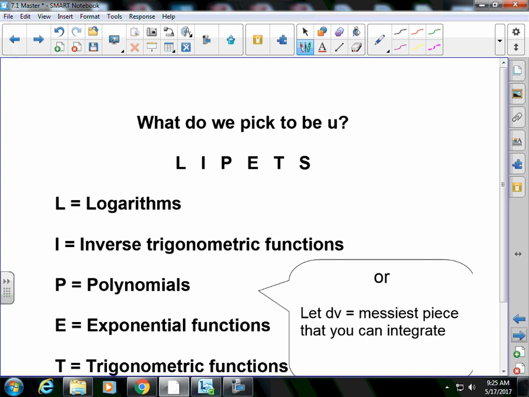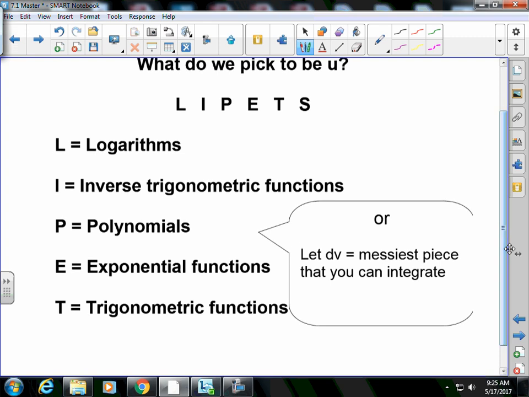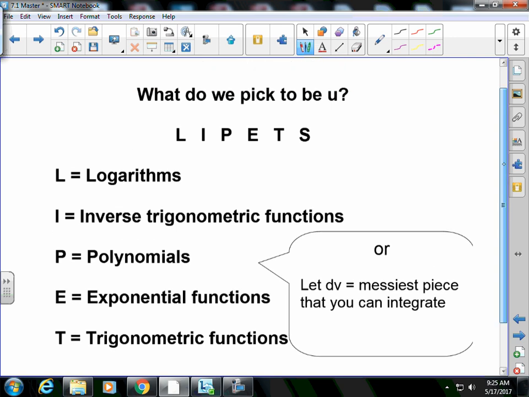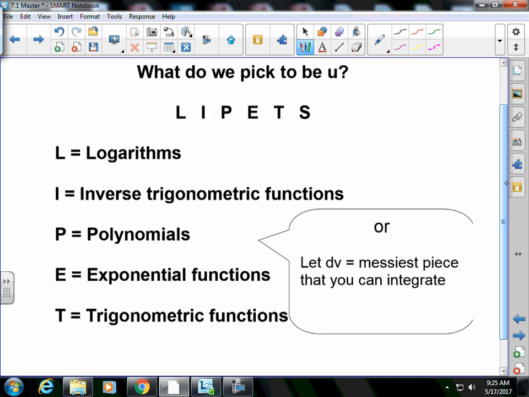They're a product. So since they're a product, I could break them up by using what's called LIPET. This is not a standard form. It's a nice little acronym that somebody came up with that helps me. It should work about 90% of the time. So the L stands for, if I have a logarithm, I'll make that my u. This is what do we pick to be u? Then I go down my list.